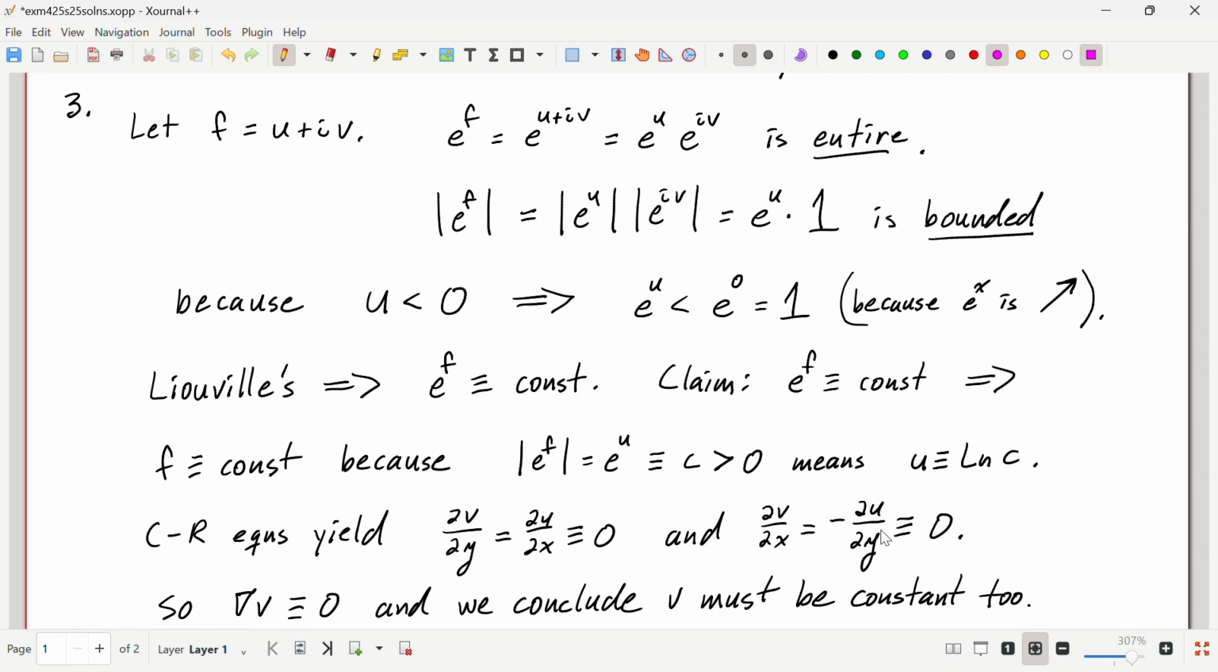And you have to realize that e to the f would be e to the u plus iv, which is e to the u times e to the iv. And the modulus of e to the i anything real is 1, because cosine v plus i sine v has length cosine squared plus sine squared equals 1. And the modulus of e to the u, since it's real and positive, is just e to the u.